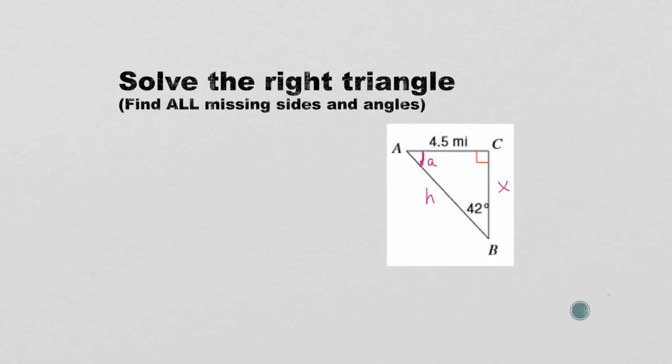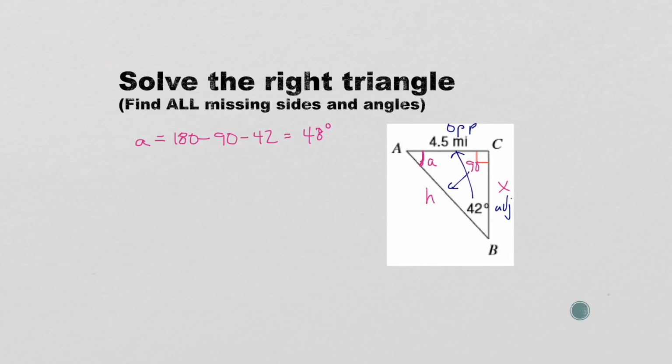Okay. I would start off, I know that all the angles on a triangle have to add up to 180 degrees. Since I know that this one's 90 and this one's 42, I can find little a by doing 180 minus 90 minus 42, and I get 48 degrees. Then I need to use my other functions to find my values. So I know that this is my hypotenuse, this is my opposite side for 42 degrees, which makes this my adjacent side for 42.